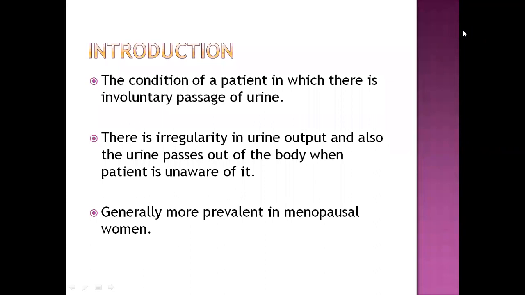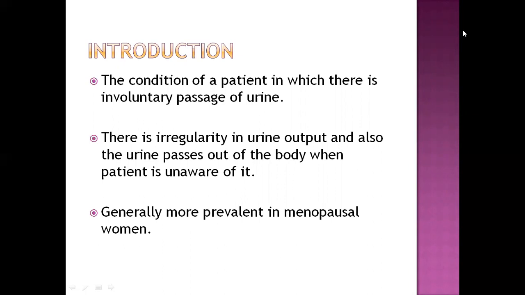Urinary incontinence is a condition in which there is involuntary passage of urine. There are many functions of the body which are voluntary and many other functions which are involuntary. Passage of urine is normally voluntary. We voluntarily go to the washroom to pass out urine. Passage of stool is also voluntary. But sometimes, due to dysfunction of the muscles around the bladder, there is involuntary passage of urine. How it happens, we will learn in the body of the topic.